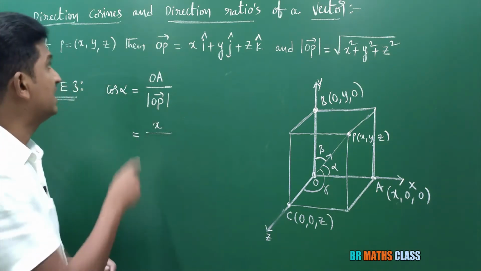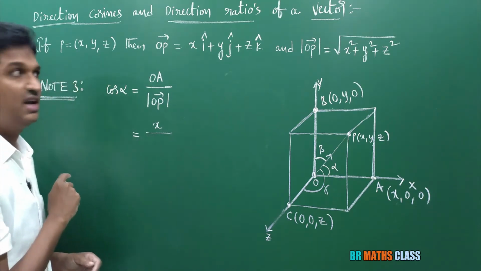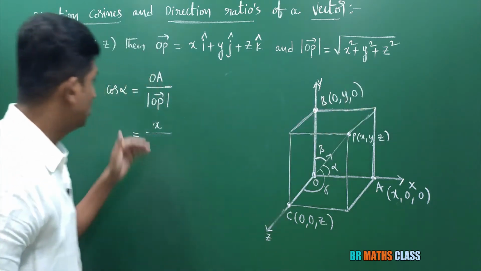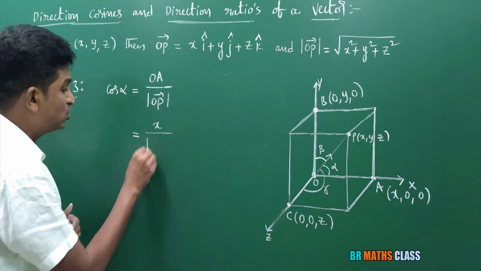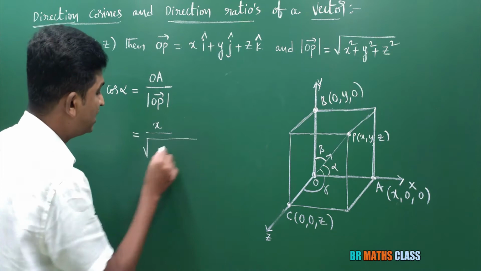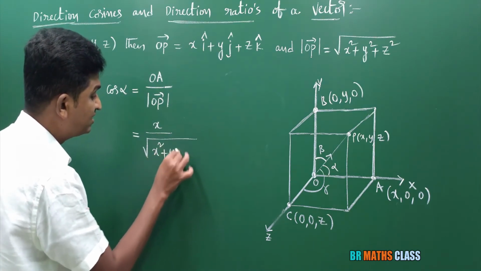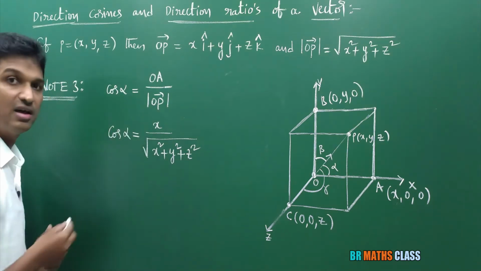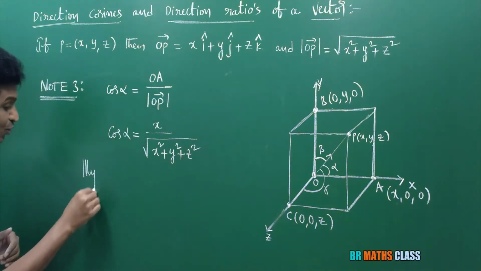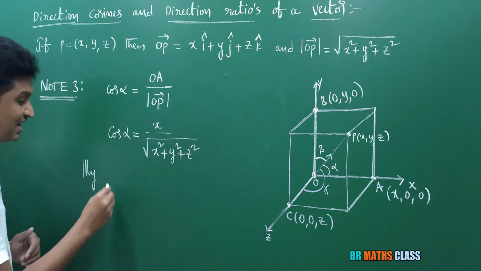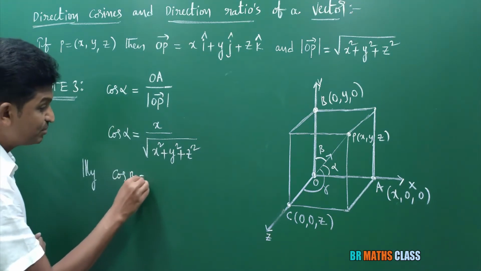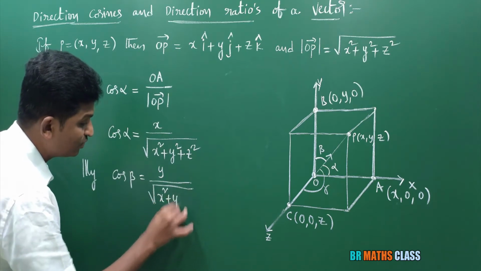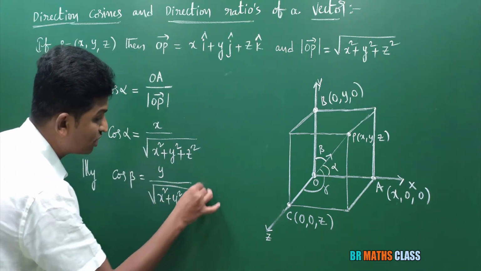In the last class we learned if P is x comma y comma z, the magnitude of OP bar is root over x square plus y square plus z square. So what is the magnitude of OP bar here? The magnitude of OP bar is root over x square plus y square plus z square. So you got cos alpha. Similarly, I'm not going to explain like this. Similarly, cos beta. What is cos beta? Cos beta is y divided by root over x square plus y square plus z square. What about cos gamma?